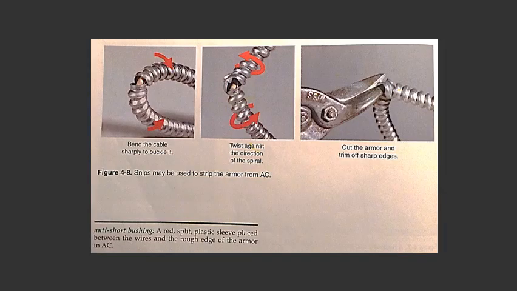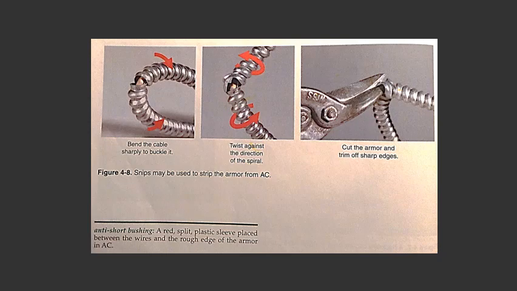Place one of the snips under this exposed section to cut the armor. Remove the armor and trim any sharp corners. See figure 4-8. The roto split.